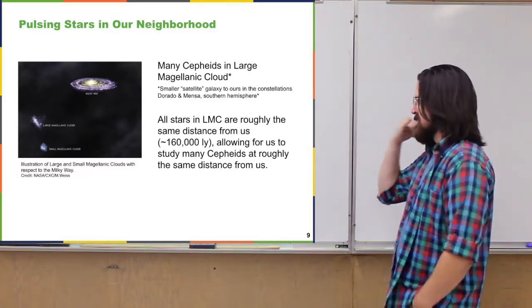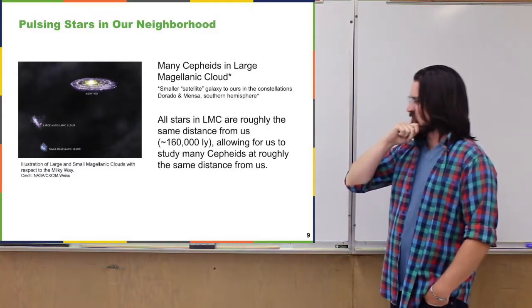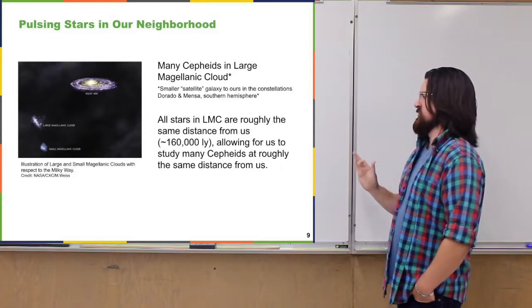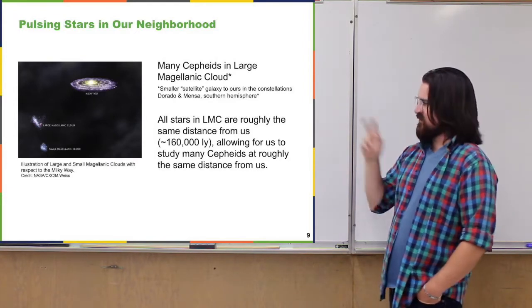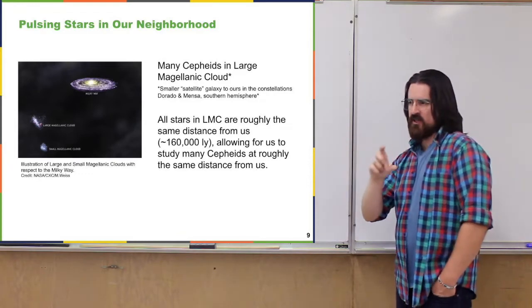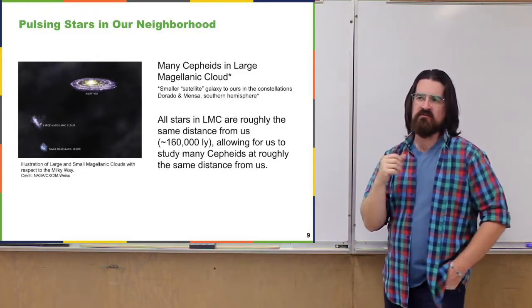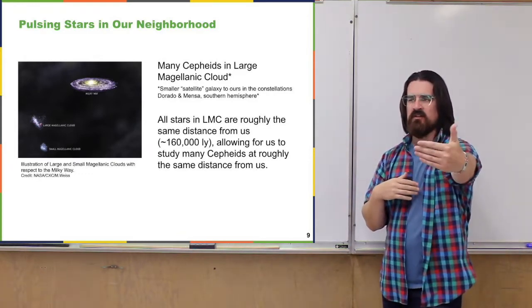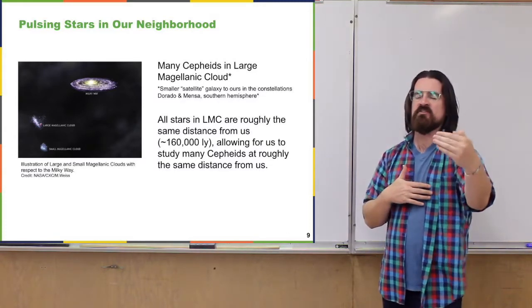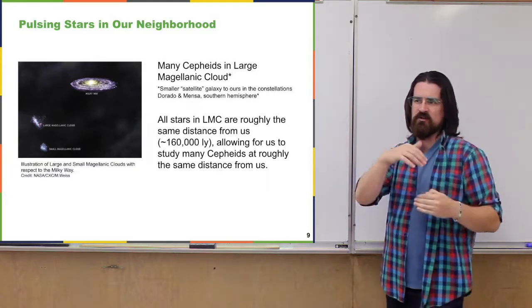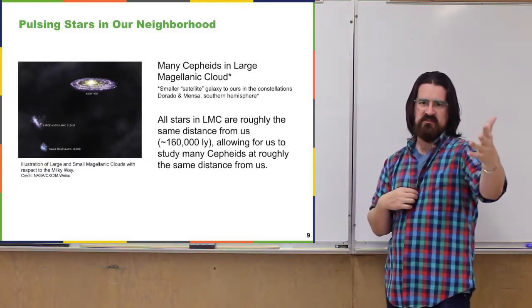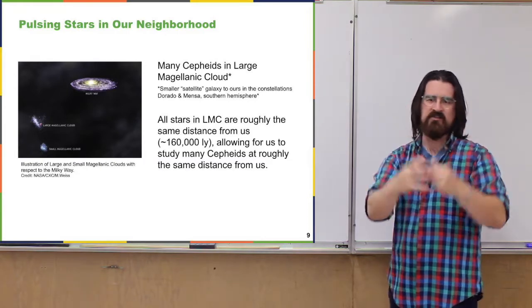Which is really nice because it allowed us to study these Cepheid variable stars, a bunch of different ones in that cloud that are all roughly at the same distance. So we could try to tease out other information, given that we knew not necessarily how far away they were, but that they're all about the same distance. So any other variations in how they looked wasn't going to depend on the distance, right? They're all right around the same distance.